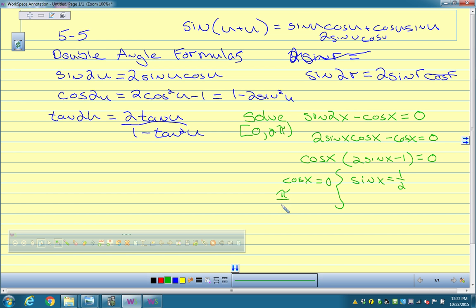And 3 pi over 2. And where is sine x equal to 1/2 between 0 and 2 pi? 2 places. Pi over 6. And where else? 5 pi over 6. Okay. So that particular one has 2 answers.